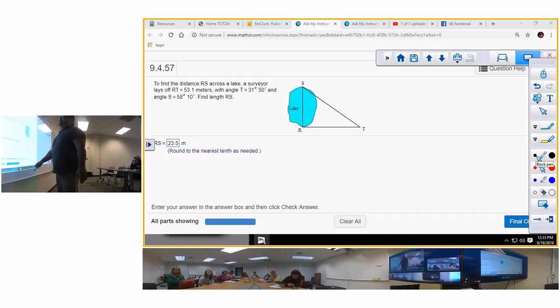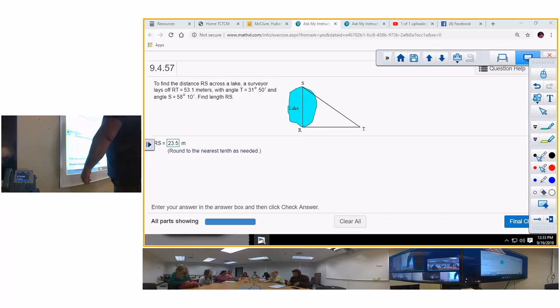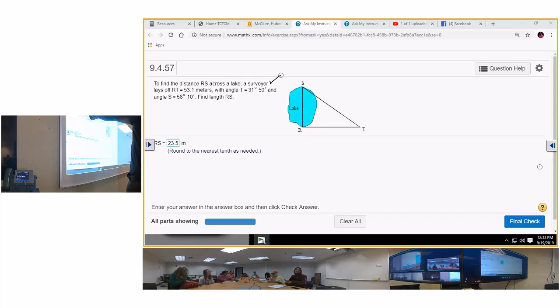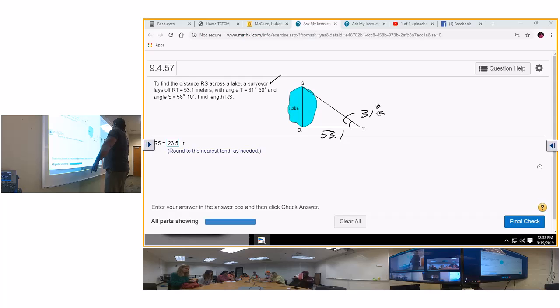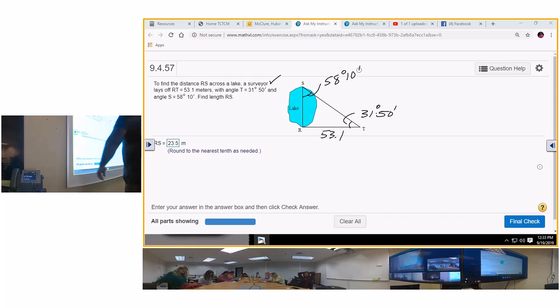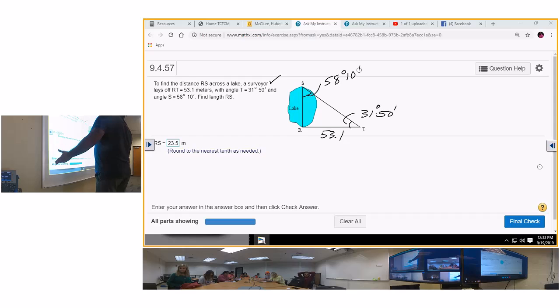Okay, I'll start it off. How about that? Okay, a surveyor, look at that. A surveyor lays off RT, which is 53.1. I'm not going to say meters because nobody uses meters. With angle T, 31°50'. Now this is actually a good problem, except for the meters. And S is 58 degrees, 10 minutes. Find length RS. Okay, so you know this is 90, so this is equal to 90. So you got all the angles you want.